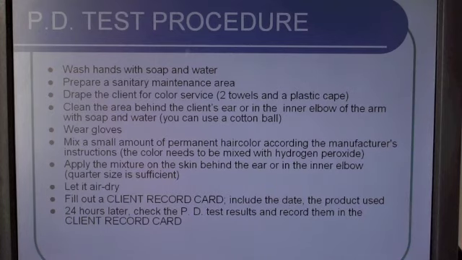You should apply the mixture on the skin, behind the ear, or in the inner elbow. Quarter size is sufficient. You choose where you want to apply and let it air dry. Tell your client not to rub the area, not to wash the area, just leave the area alone. Fill out a client record card. Include the date and the product used.